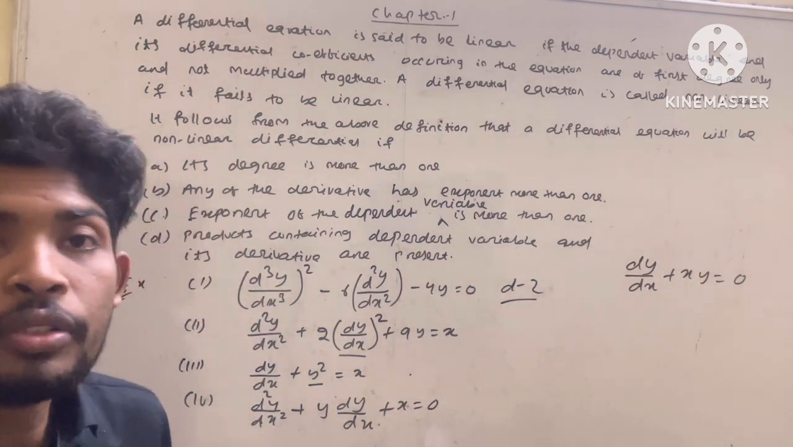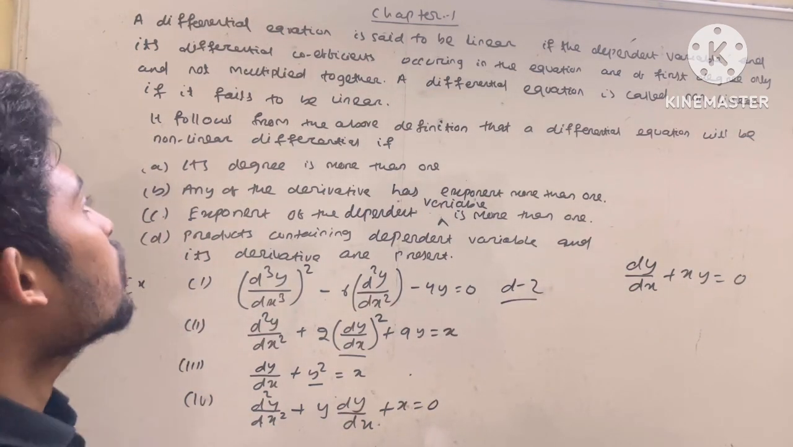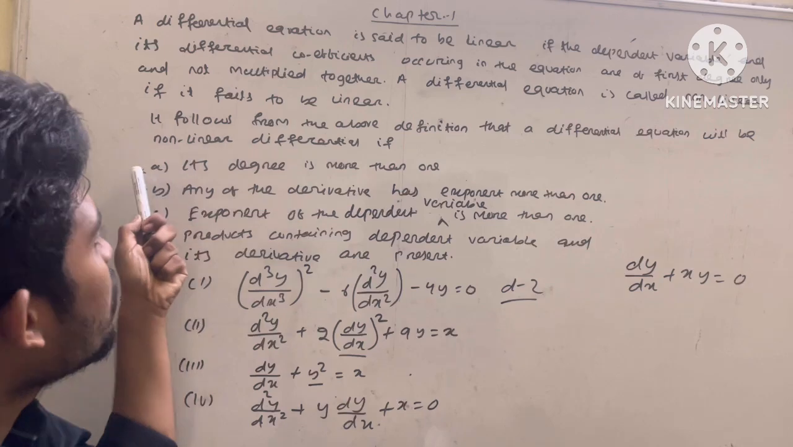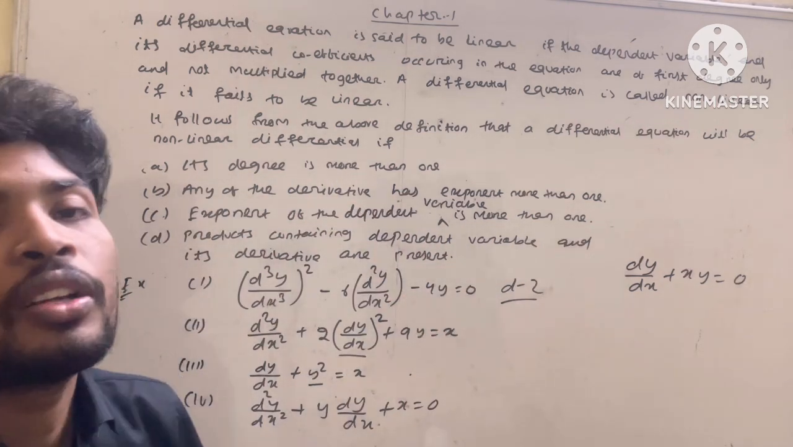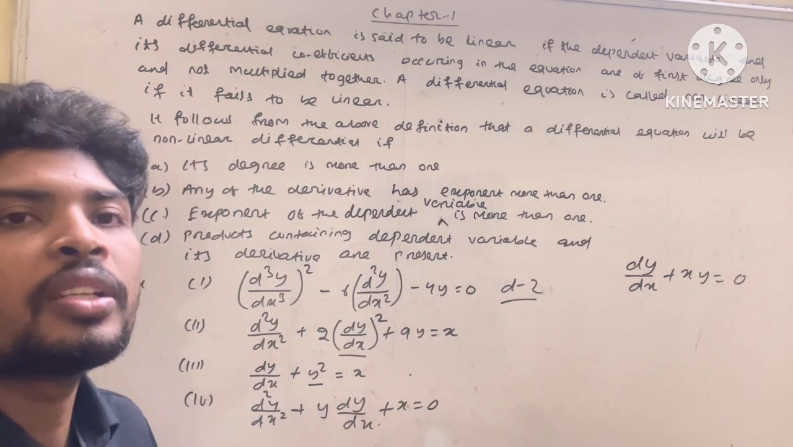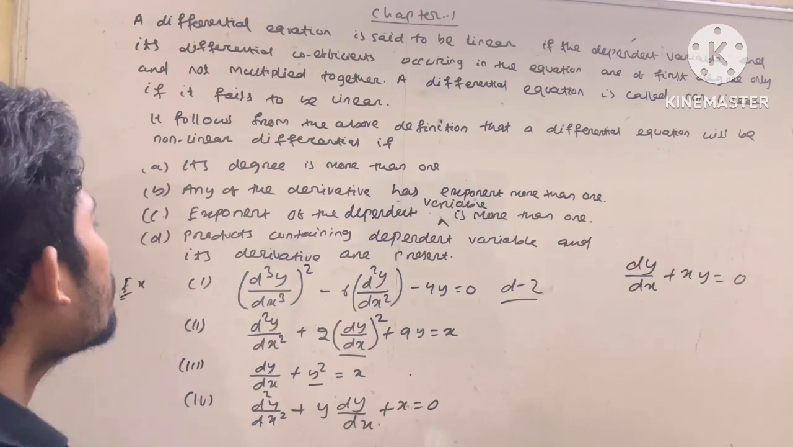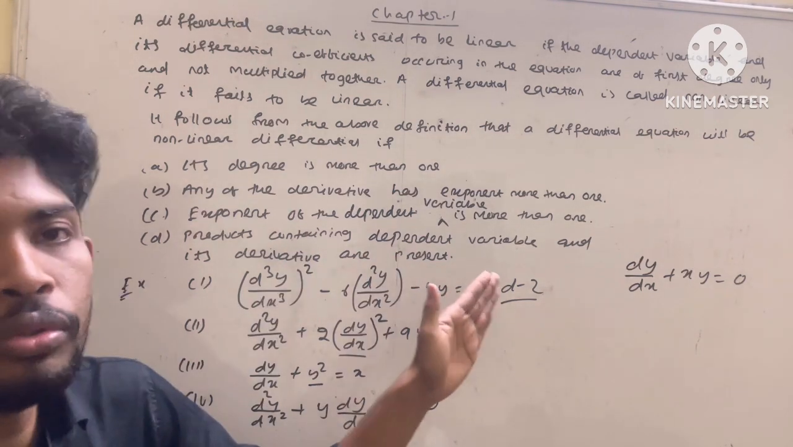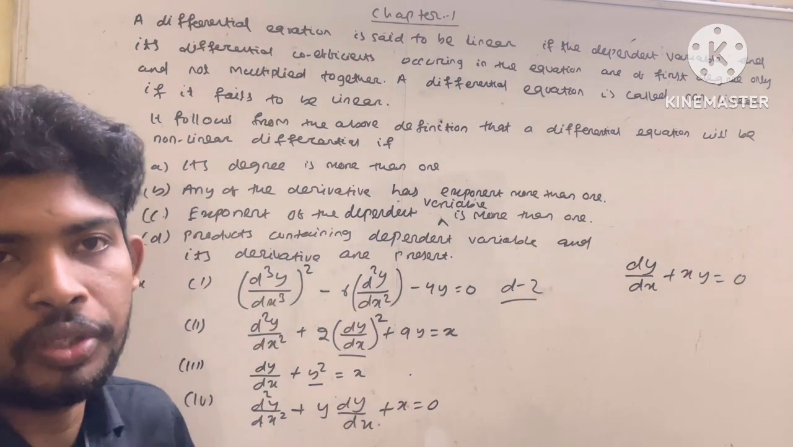Okay. So that's why this is a non-linear differential equation. It fails the first condition. Look here, its degree is more than 1. If its degree is more than 1, then it is a non-linear differential equation. So that's why, in the first one, the degree is 2, and it is a non-linear differential equation.